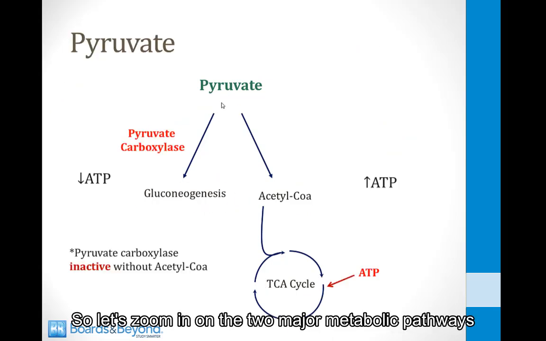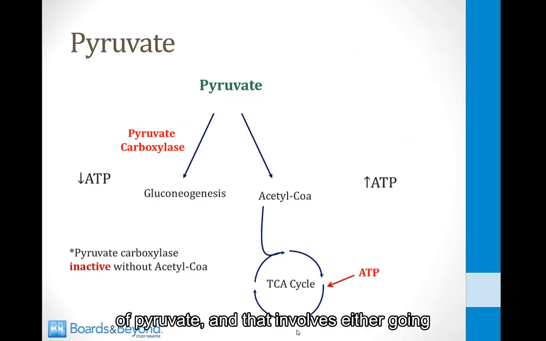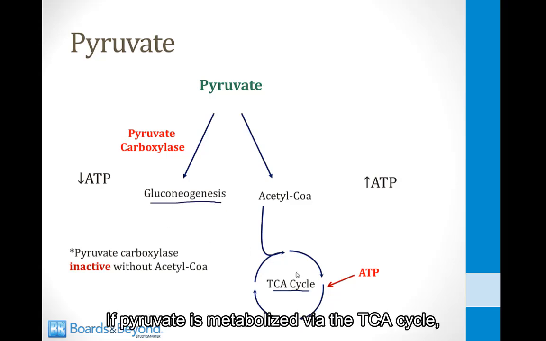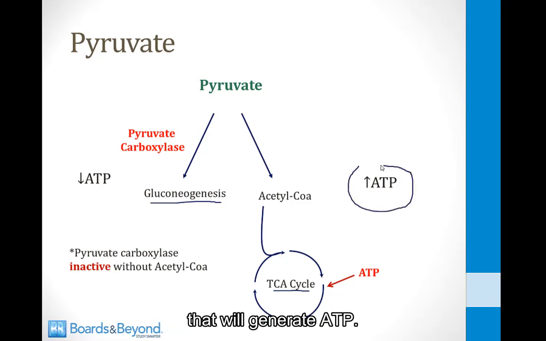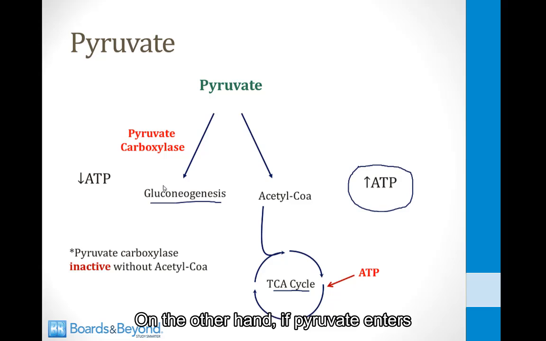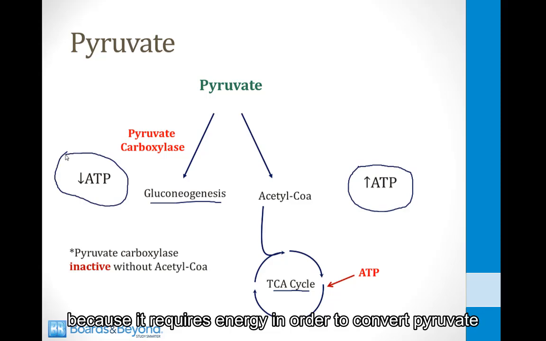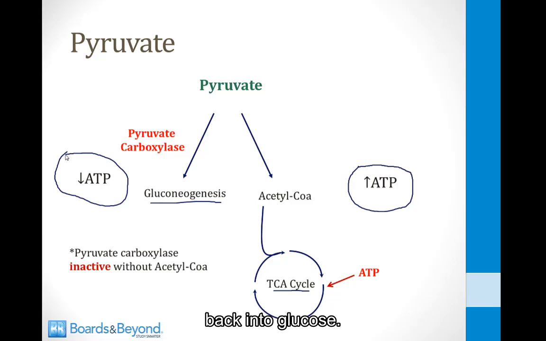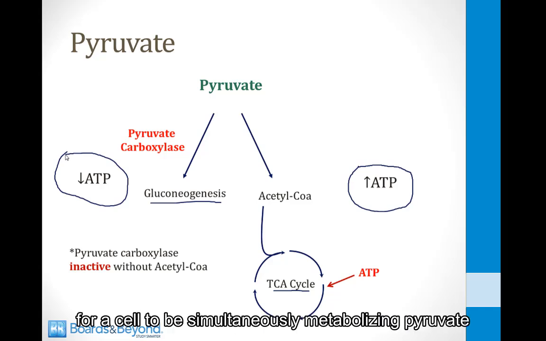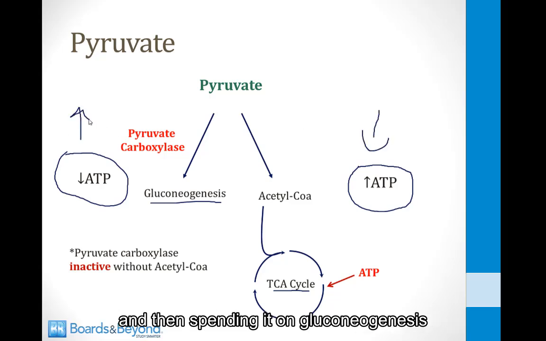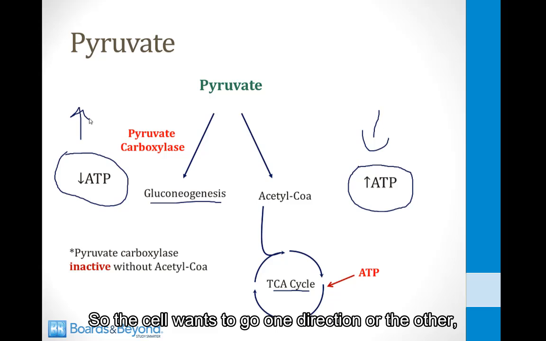So let's zoom in on the two major metabolic pathways of pyruvate, and that involves either going into the TCA cycle or going into gluconeogenesis. If pyruvate is metabolized via the TCA cycle, that will generate ATP. On the other hand, if pyruvate enters the gluconeogenesis pathway, that will cost the cell ATP because it requires energy in order to convert pyruvate back into glucose. So you can imagine that it would make no sense for a cell to be simultaneously metabolizing pyruvate by both of these pathways. It would be generating ATP by this pathway over here and then spending it on gluconeogenesis, and it would be wasting its efforts. So the cell wants to go one direction or the other. So how does it do that?